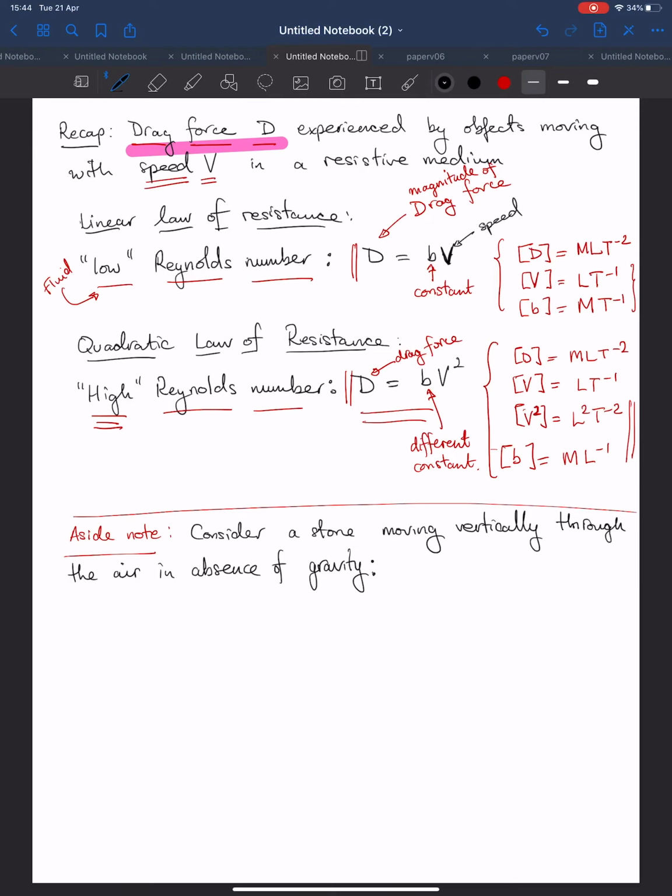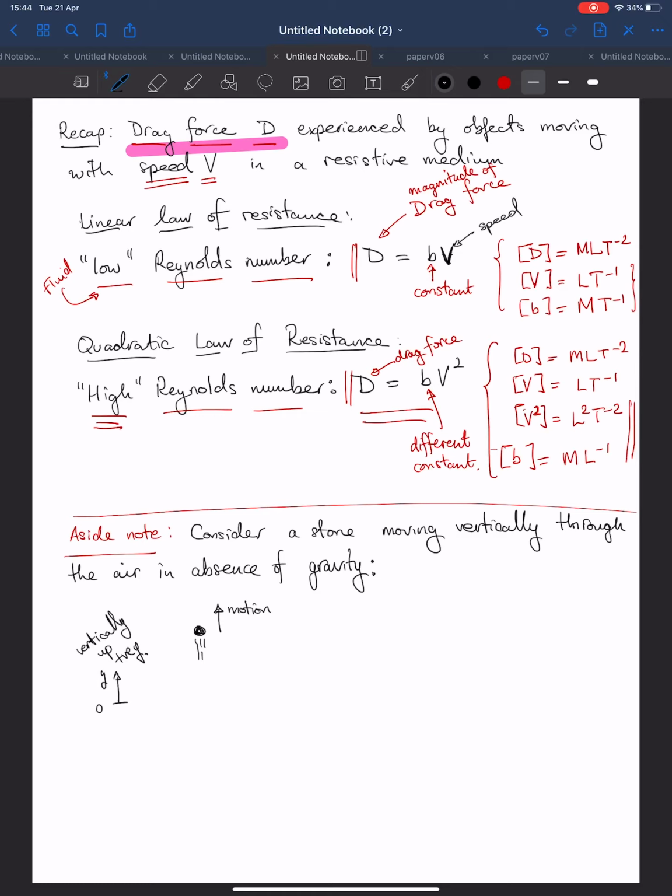Okay, or using the linear law of resistance, I'd like to just highlight this comment. So we have, say, a reference system. We're used to these things from when we looked at the introduction to dynamics. My vertical, vertically up, is positive y, and I have a stone moving up through the air. Its motion is this way.